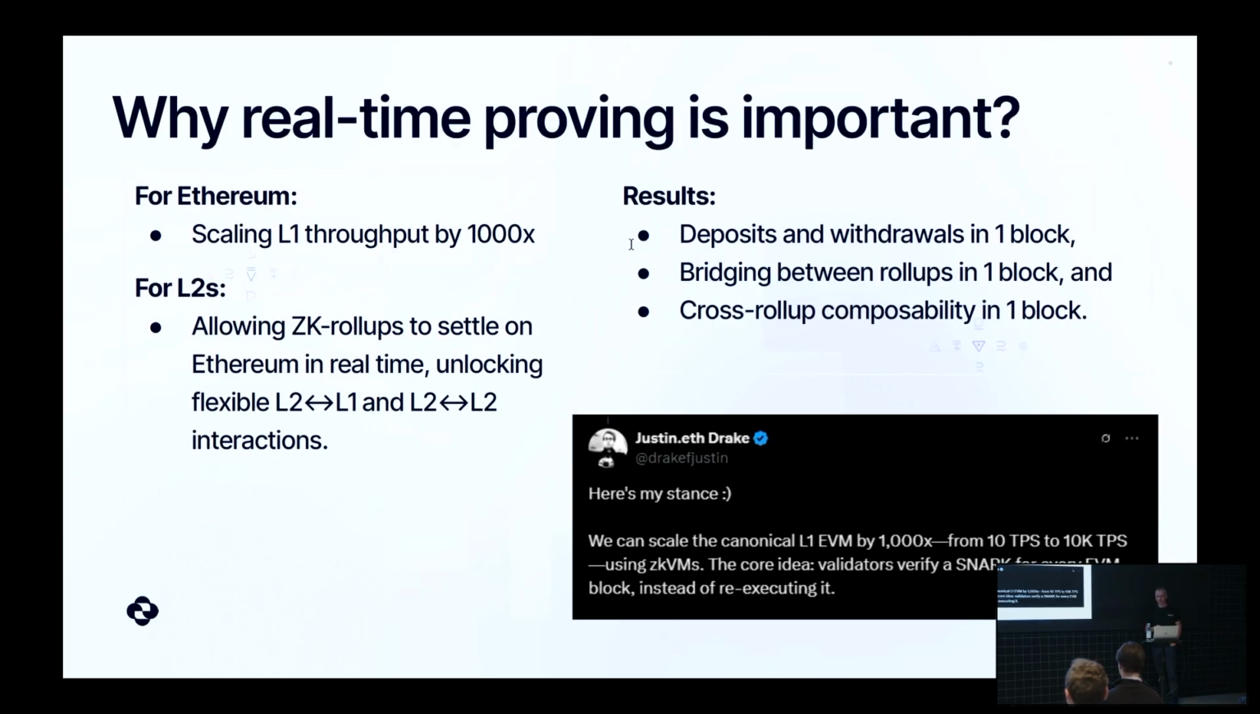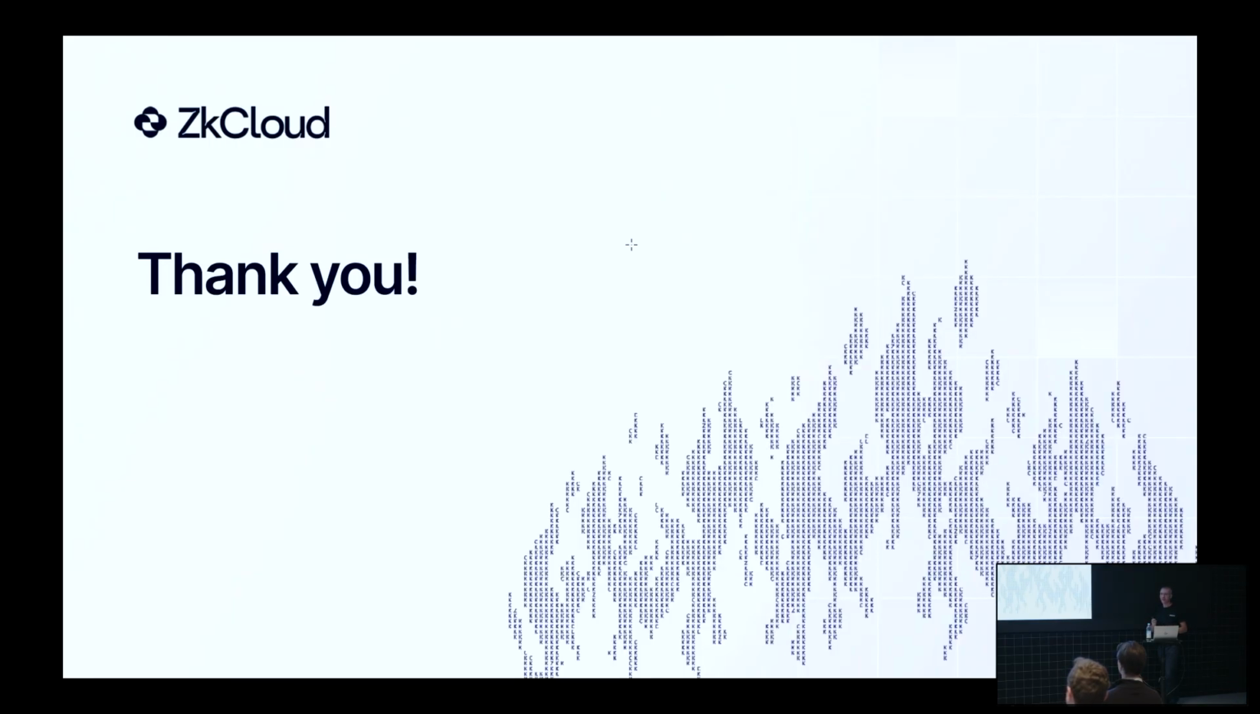And just a last slide to recap. Why is real-time proving important? It's a 1,000x increase in throughput for Ethereum. And if we look at the L2 landscape as well, real-time proving would unlock deposits and withdrawals between L1, L2, L2, L2 in one block, bridging between rollups in one block, composability, etc. So there is going to be a huge UX increase, and I'd say the current fragmentation of L2s in the Ethereum ecosystem would actually disappear with the implementation of this. Thank you very much.